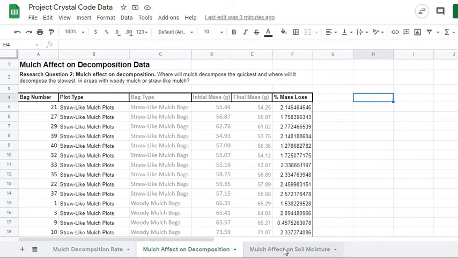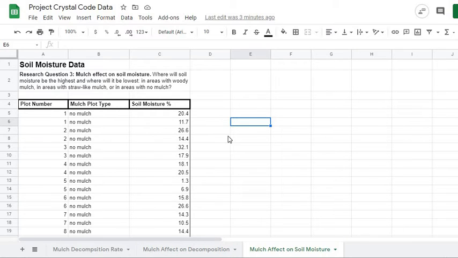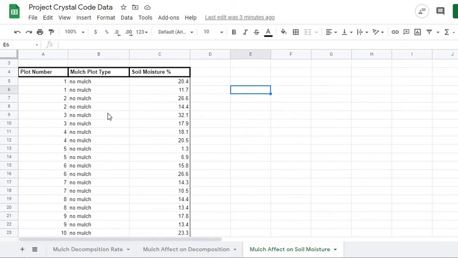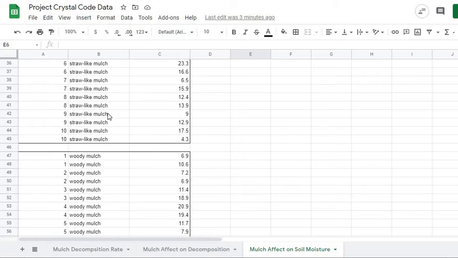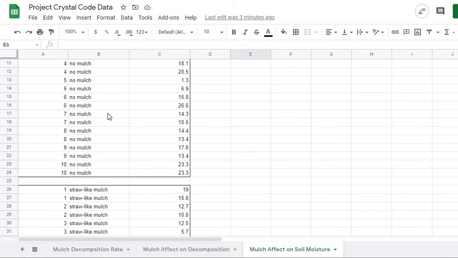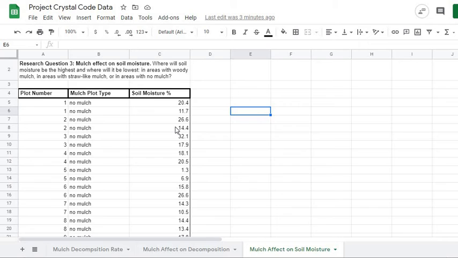And last is our soil moisture data. These are the soil moisture measurements that you helped record from the microbit. And we want to know where will soil moisture be the highest and where will it be the lowest? Areas with woody mulch, straw-like mulch, or no mulch. So we have a couple of readings in each of our 10 plots. We list which mulch plot type they were taken in, no mulch, straw-like mulch, or woody mulch, and the percentage of water in the soil, the percentage soil moisture.